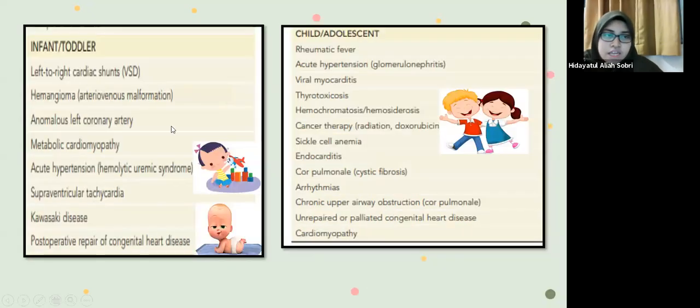And infants and toddlers usually present with causes like left to right cardiac shunt, VSD, and other causes such as hemangioma, anomalous left coronary artery, metabolic cardiomyopathy, acute hypertension, and Kawasaki disease, and others. And also children or adolescents, usually due to rheumatic fever, acute hypertension, viral myocarditis, thyrotoxicosis, laser therapy, and others such as upper airway obstruction. You can read after this.